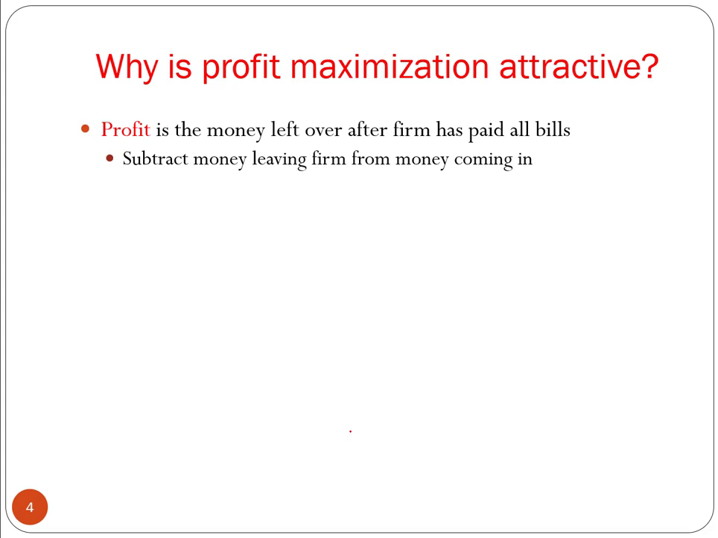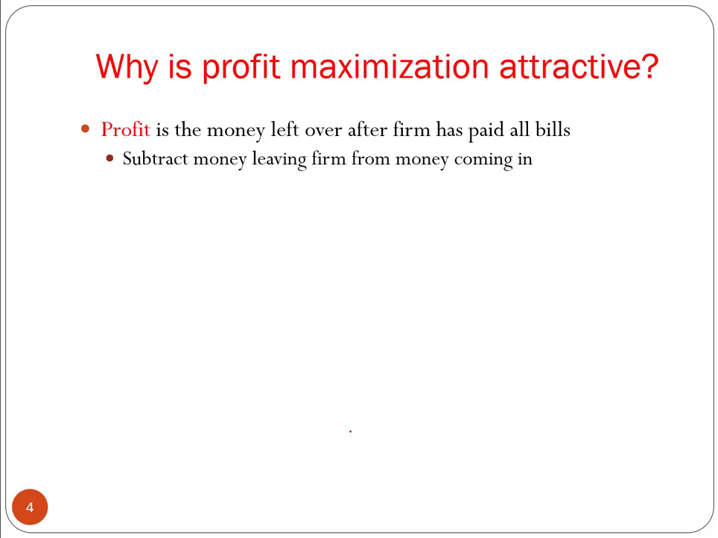Okay, so what is profits then? It's the money that's left over after the firm has paid all its bills. So we subtract the money leaving the firm from the money coming into the firm. So total revenue is the money coming in minus the total cost, which is money going out. So it's kind of the money left over. And so this kind of gives us a clue about why profit maximization is attractive.